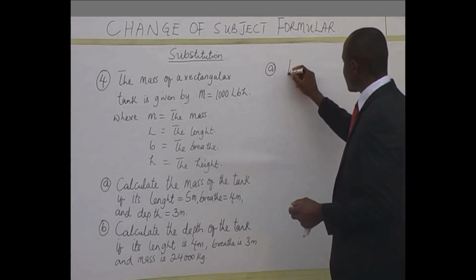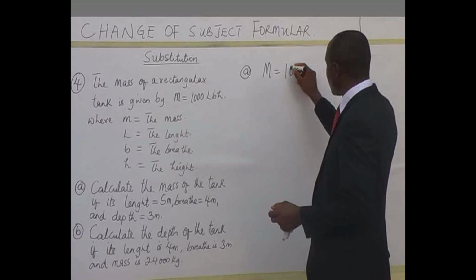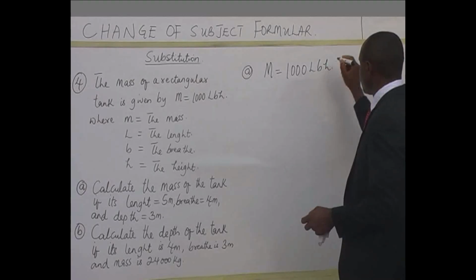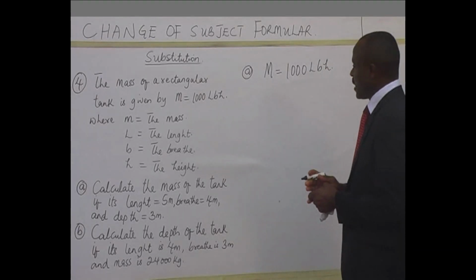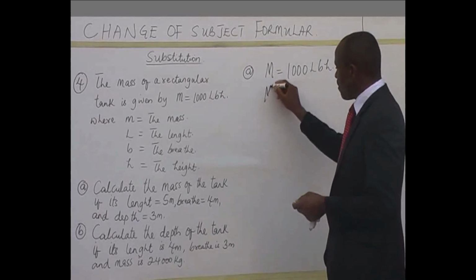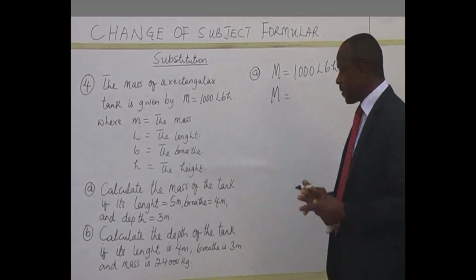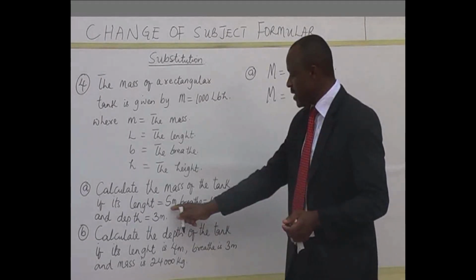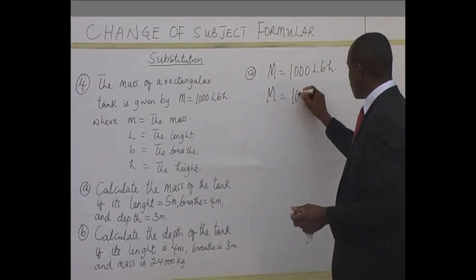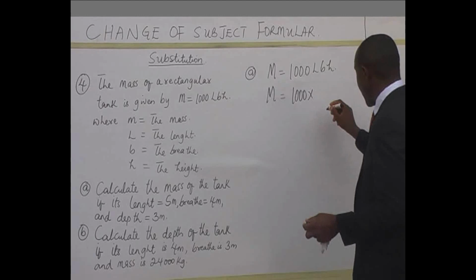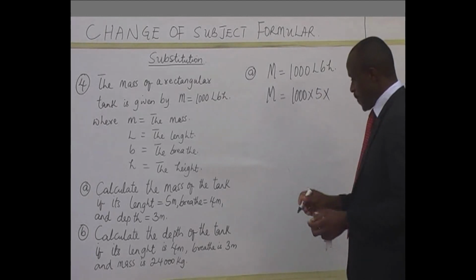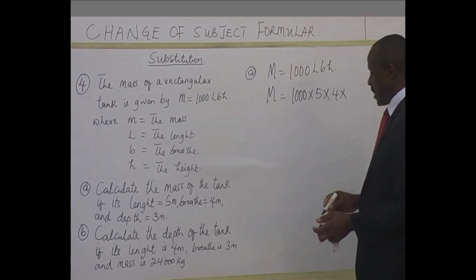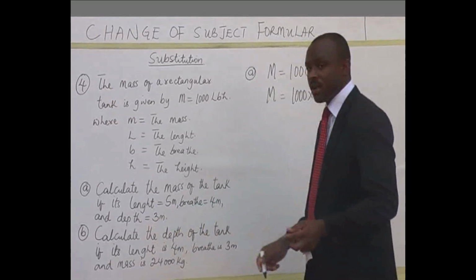The formula for the mass is 1000 lbh. That's the formula. M is the mass which question A is asking for. Now the length there has been given to be 5, so use 5 meters to substitute L. First of all, bring down 1000, then times L, which has been given to be 5, times the breadth, which is given to be 4, then times the depth, which is given to be 3.